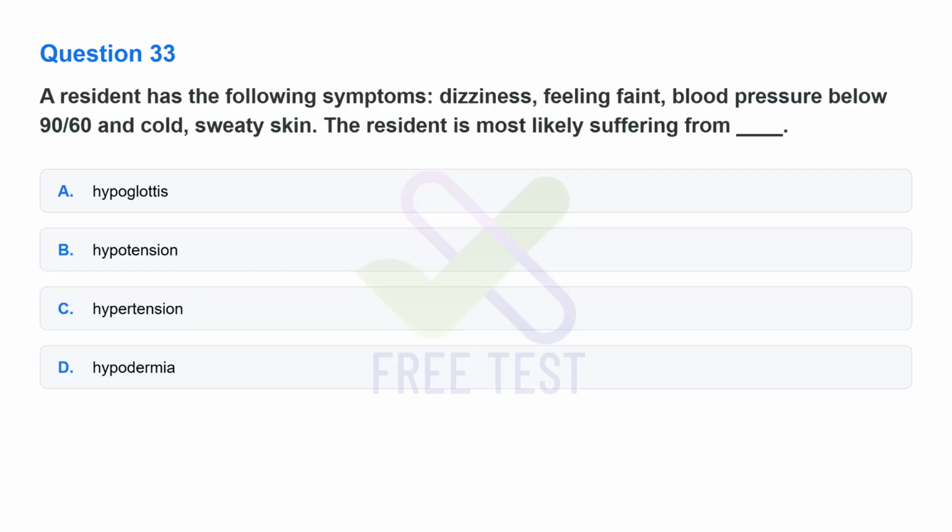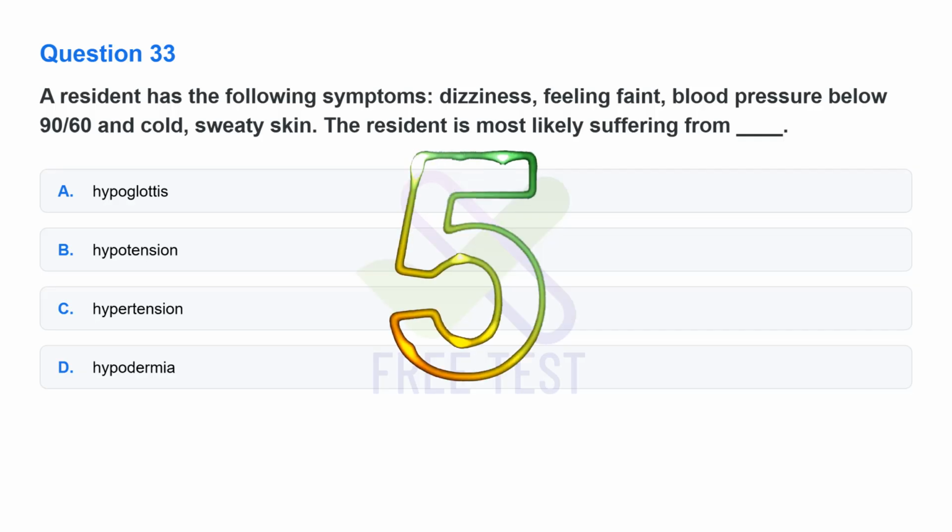A resident has the following symptoms: dizziness, feeling faint, blood pressure below 90/60 and cold, sweaty skin. The resident is most likely suffering from A. Hypoglottis. B. Hypotension. C. Hypertension. D. Hypodermia.